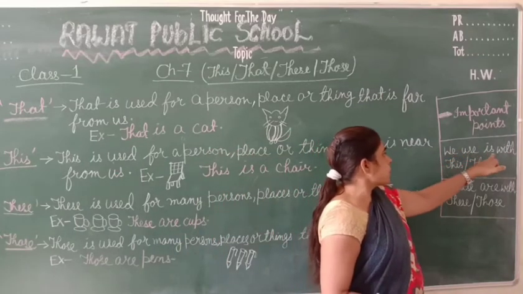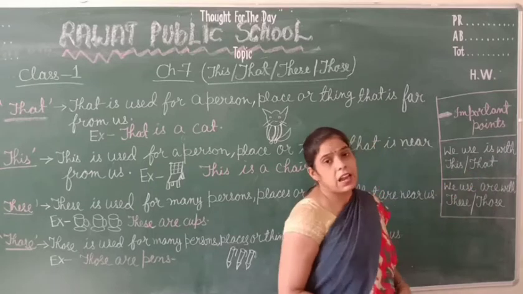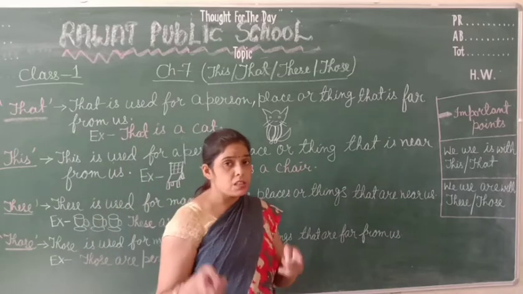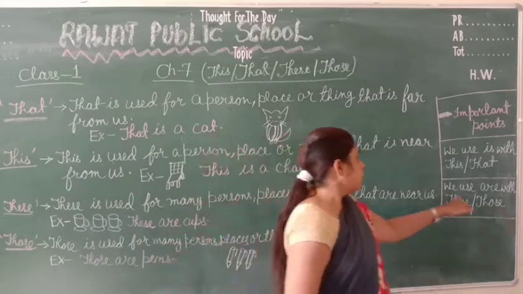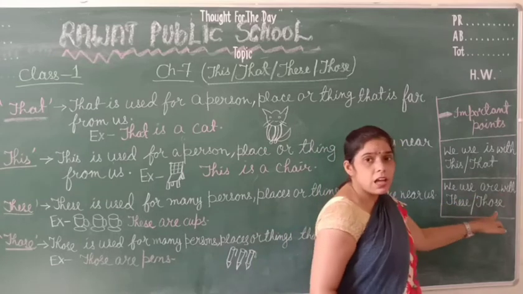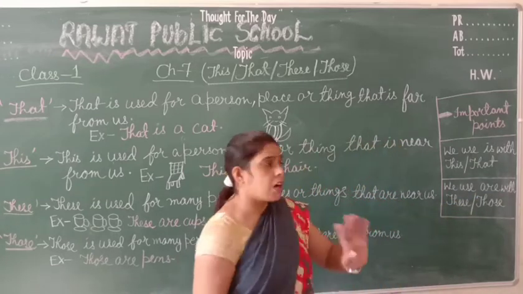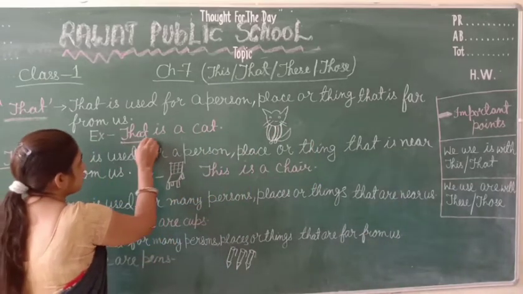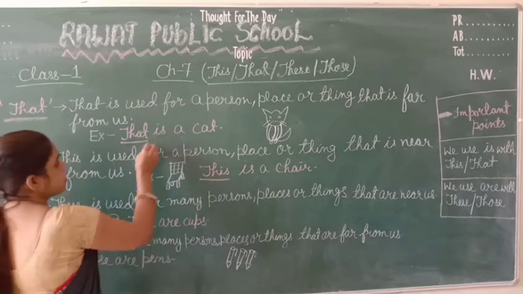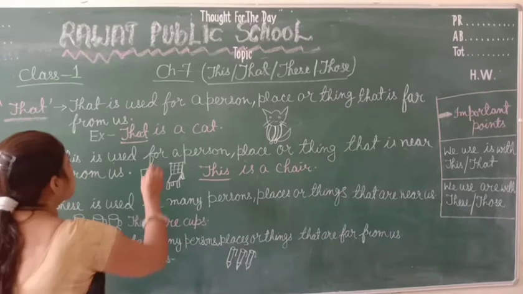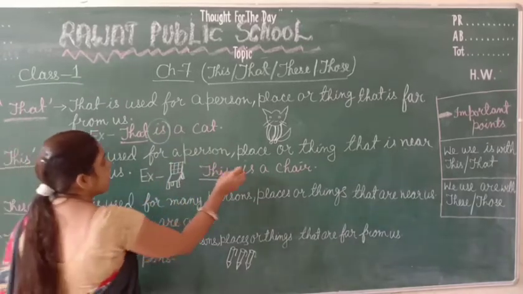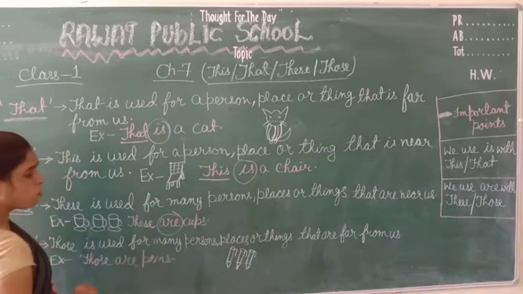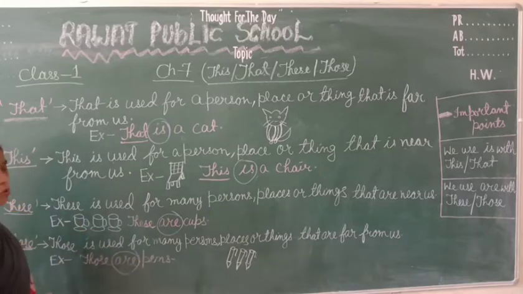Okay, so now important points is also here. Important points. We use is with this and that. Once again, this और that के साथ is का use करते हैं. We use are with these and those. Once again, look here, we use is with that also and we use is with this also. We use are with these also. We use are with those also.